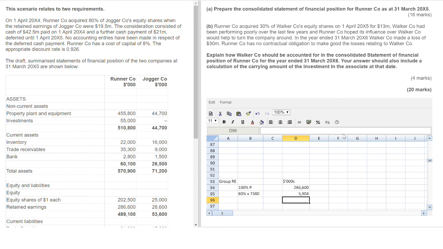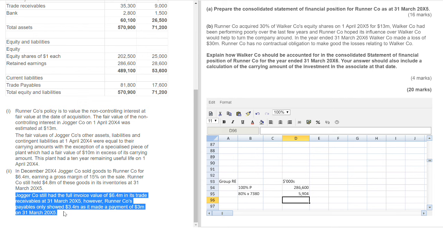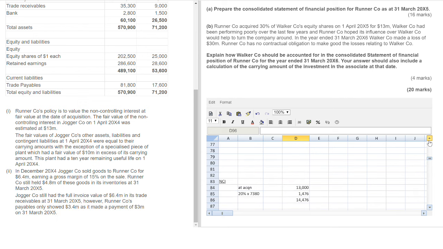Done really well. But there's bits that we're missing, aren't there? So we need to play around with those. And it's up to you what you deal with first. Do you deal with the deferred cash payment, or do you deal with the outstanding balances? It's up to you. Okay. Just because I've highlighted them, I will use them first. So we need to scroll back up to the face of the statement of financial position.